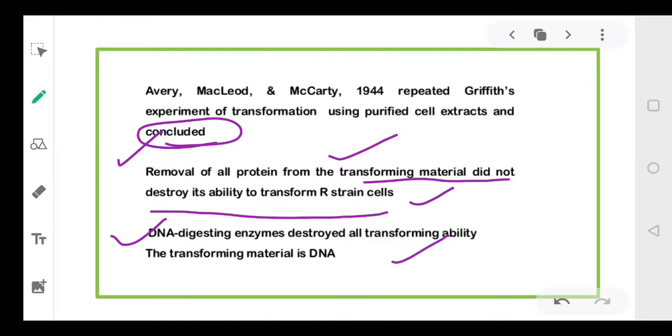Then the ability to transform is destroyed completely. Okay, then from this experiment it was concluded that the transforming material is DNA.